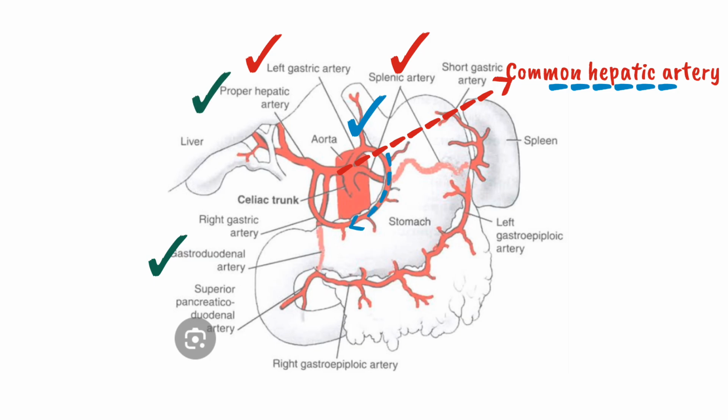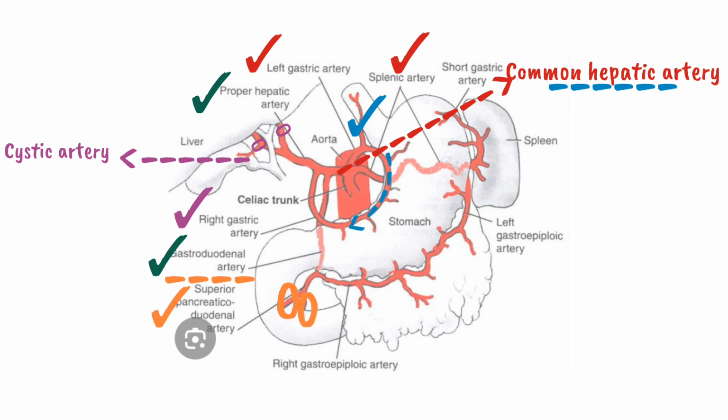The proper hepatic artery will give the right gastric artery, and it will give the right proper hepatic artery and the left proper hepatic artery. The right proper hepatic artery will give a cystic artery which will supply the gallbladder. Now come toward the second branch of the common hepatic artery, the gastroduodenal artery. The gastroduodenal artery will divide into superior pancreatoduodenal artery with anterior branch and posterior branch, and right gastroepiploic artery. The right gastroepiploic artery will run along the greater curvature of the stomach.